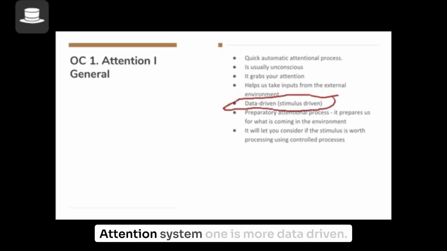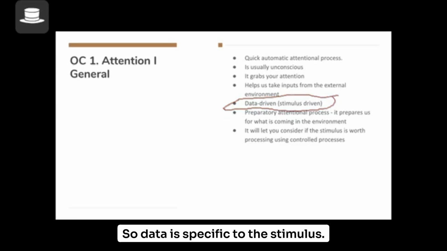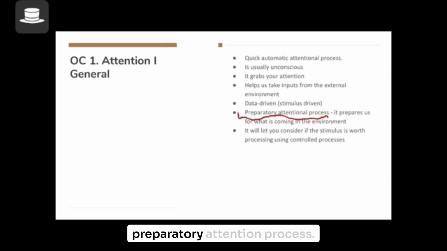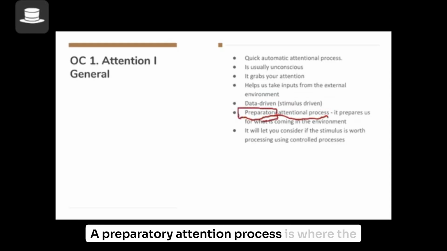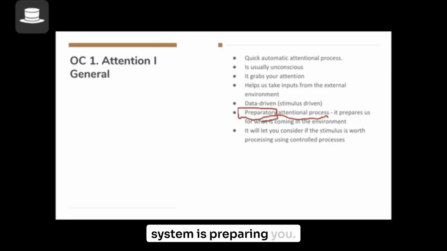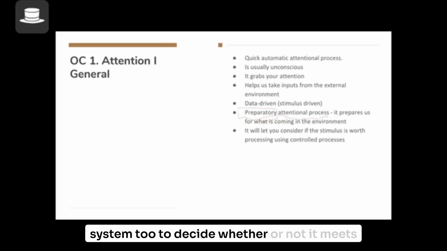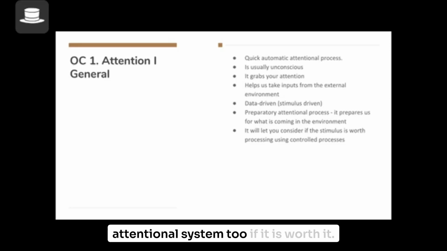In that sense, attentional system one is more data driven. It is dependent on the changes in the environment, the stimulus. So data is specific to the stimulus. So it's data driven or stimulus driven. You can also think of attentional system one as a basic attentional process or a preparatory attentional process. A preparatory attentional process is where the system is preparing you. Attention system one is preparing you so that you can consciously use attention system two to decide whether or not it needs your conscious attentional resources. You'll consider it for further processing through attentional system two if it is worth it. If not, then you just move on.